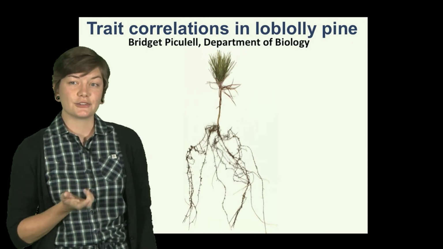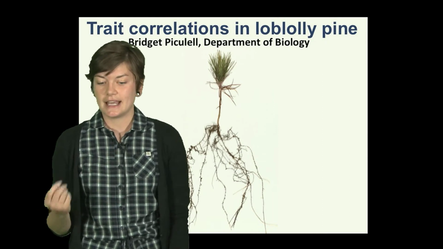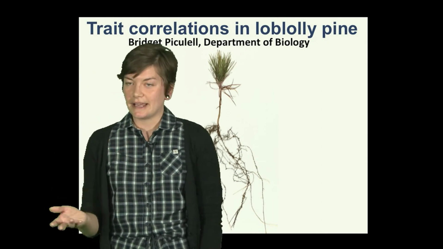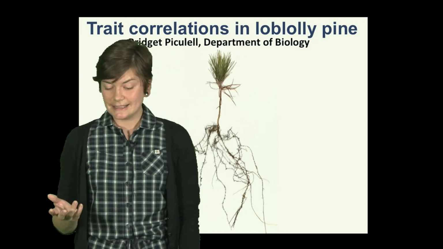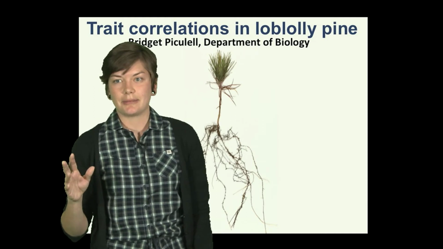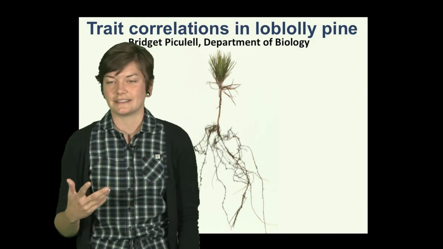And loblolly pine also associates with another group of fungi in the form of fungal pathogens. And these are fungal pathogens that cause things like pine decline or fusiform rust disease. And these are having a really detrimental effect on loblolly populations across the southeastern United States. So there's a lot of interest in mitigating the effects of these.